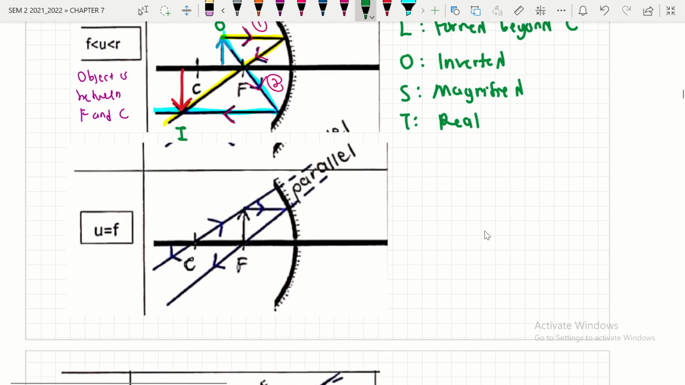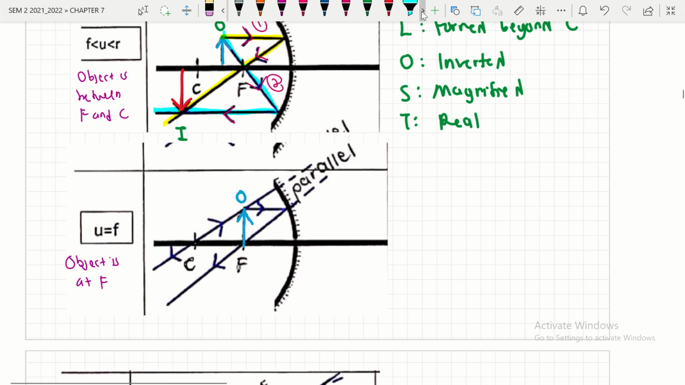So, the next one, sama juga sekarang, objek awak akan berada di focal point. Sebab U equals to F, meaning your object distance is equal to focal length. So, object is at focal point. Is at F. So, sama juga. First thing first, awak draw dulu awak punya center of curvature and focal point. So, dekat sini adalah kita punya objek. So, this is my object.